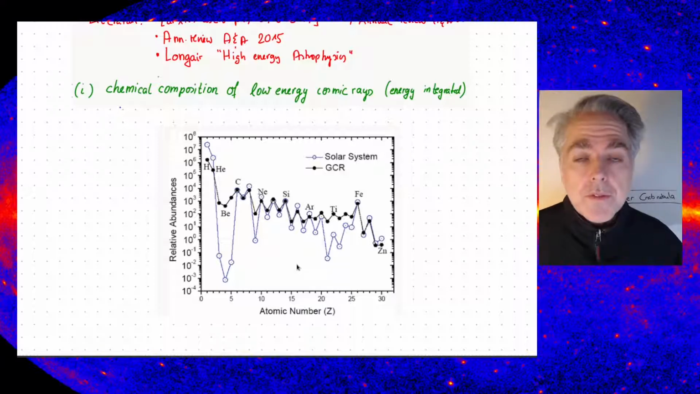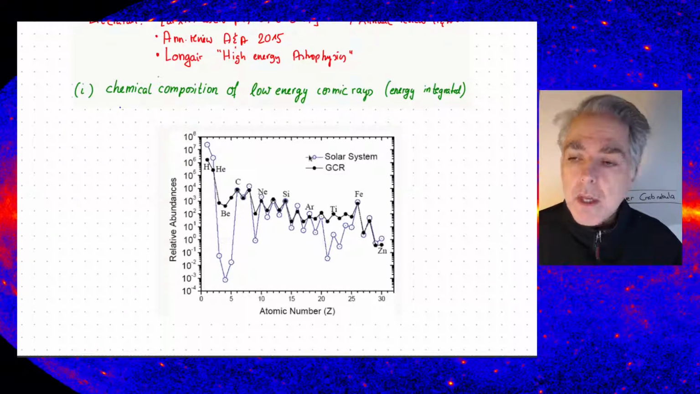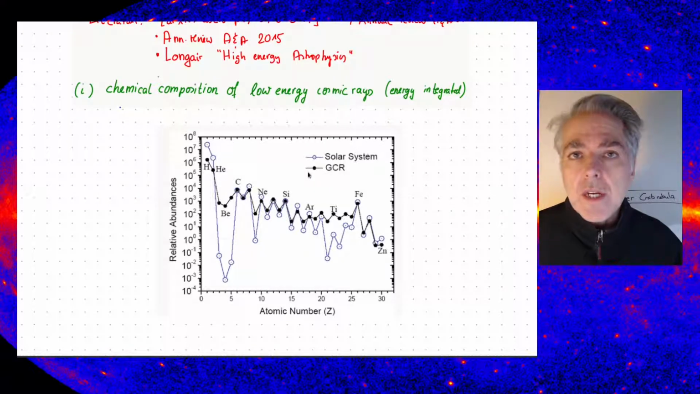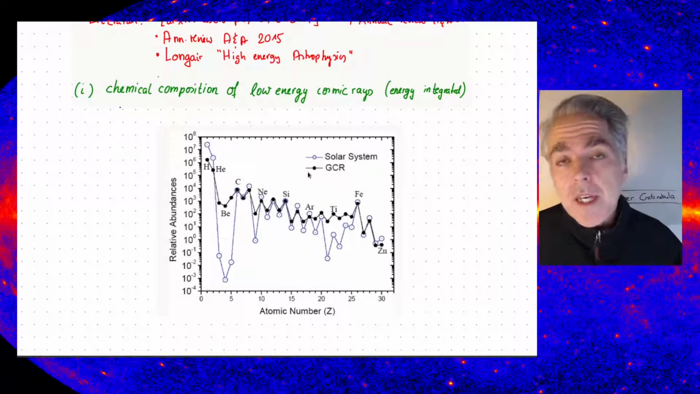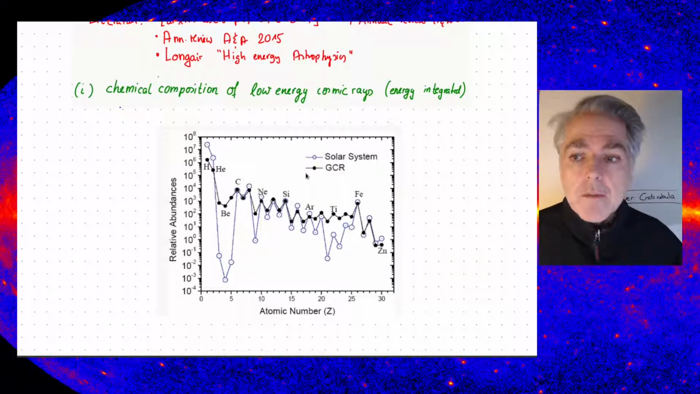And there are two graphs. The blue one is the abundance that we measure typically in the vicinity of the solar system. And the black one is the abundance that we measure in galactic or charged cosmic rays. This is energy integrated. So this goes from several hundred MeV, GeV energies in terms of kinetic energy, integrated up to higher energies. So this is not resolved over energy, but just integrated over energy, which is of course dominated by the low energy part of the cosmic ray energy spectrum.